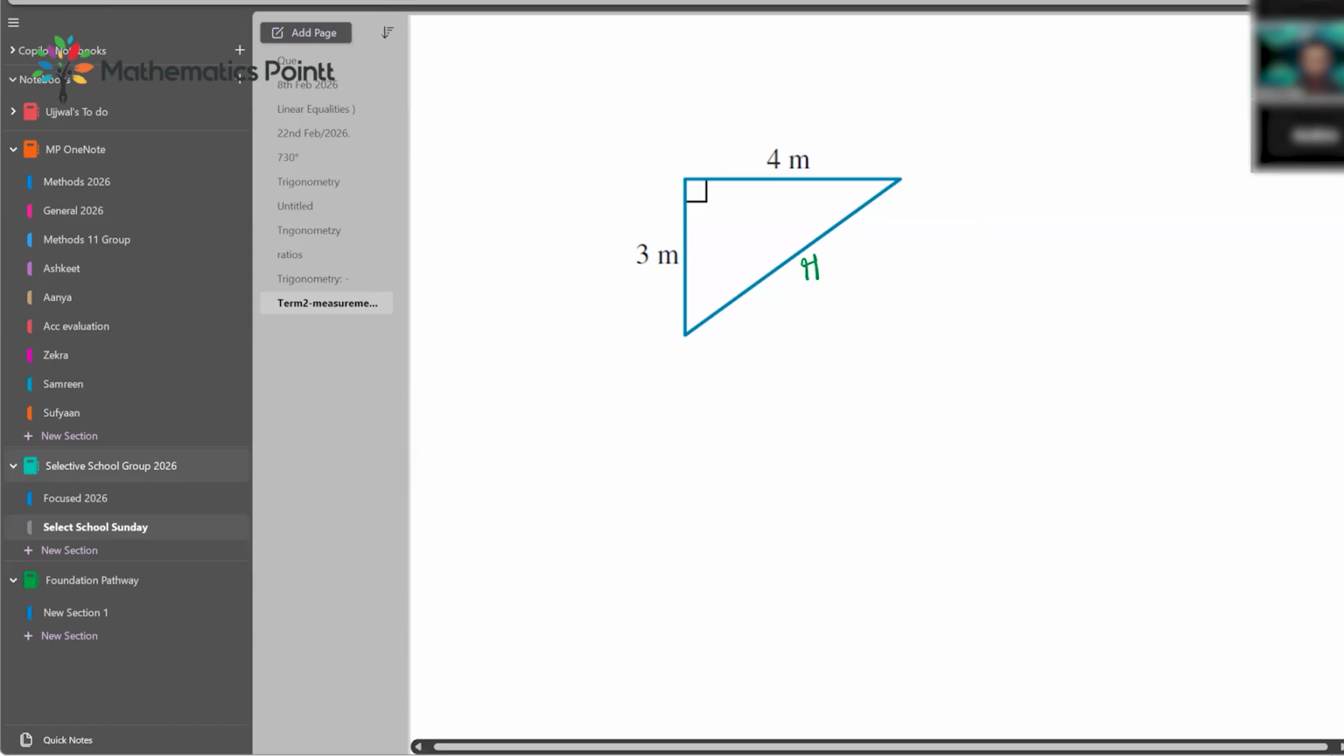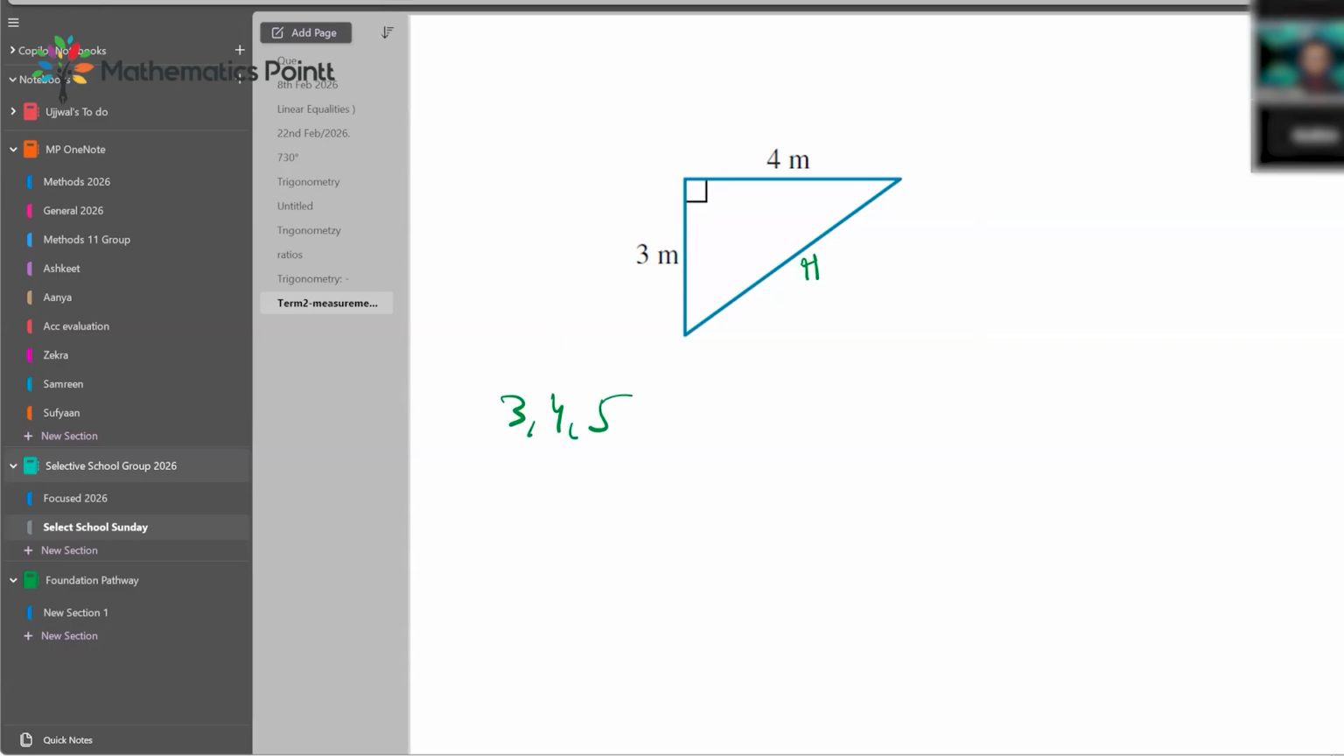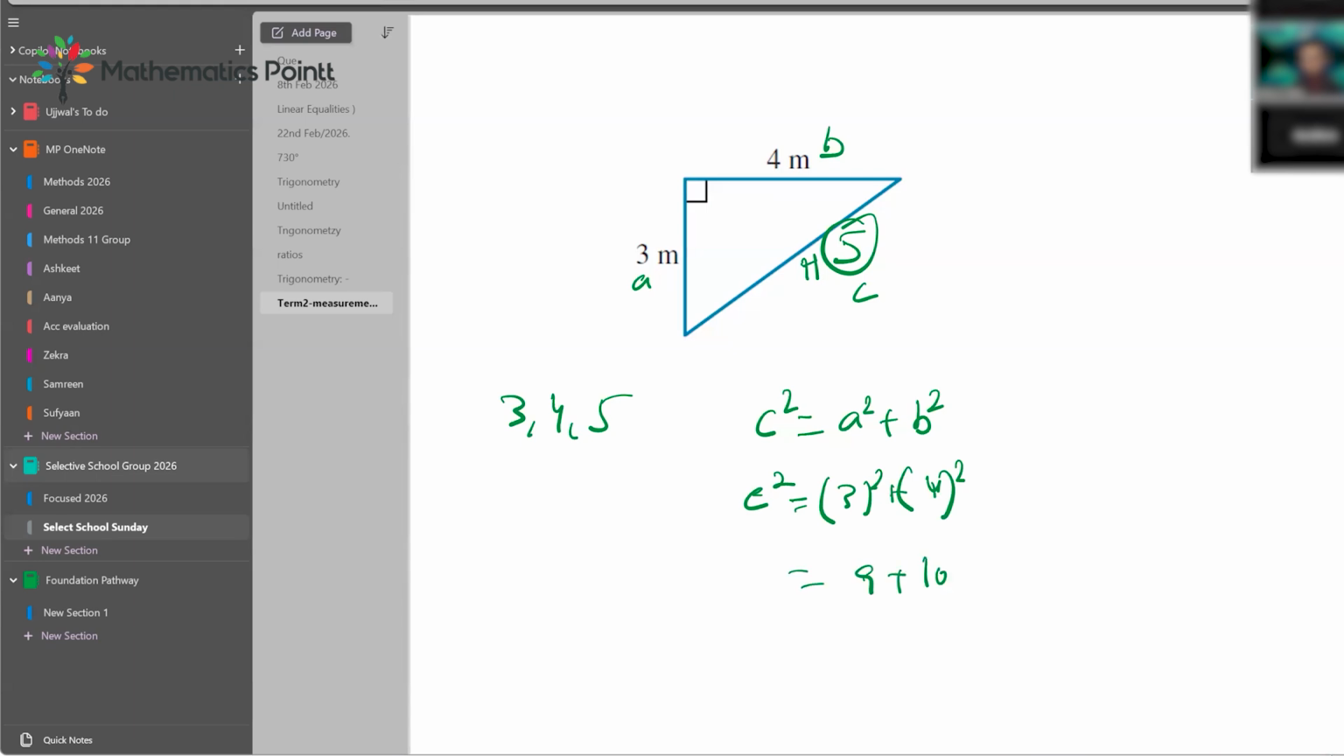And this is a Pythagorean triad, 3, 4, 5. So this should be 5. Or if you don't know the triads, I can simply say c square equals a square plus b square. This is a and this is b and this is c. So my c square is 3 square plus 4 square, which essentially means 9 plus 16, and c is the square root of 25, which makes it 5.